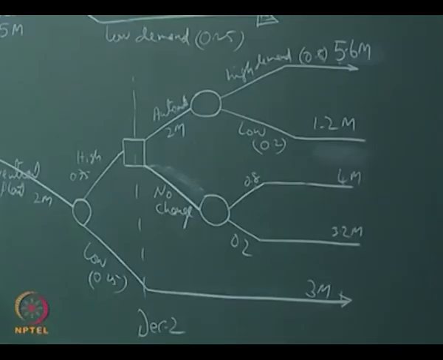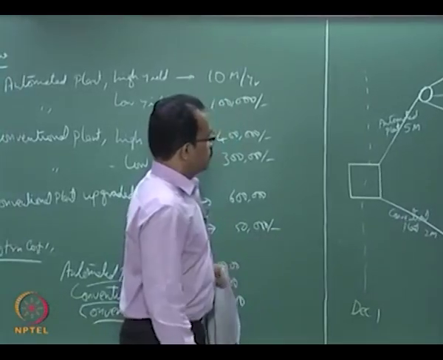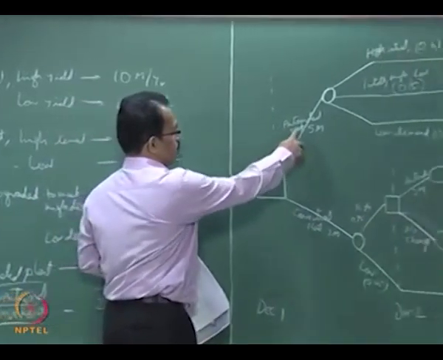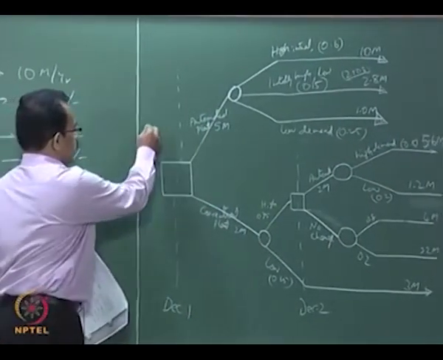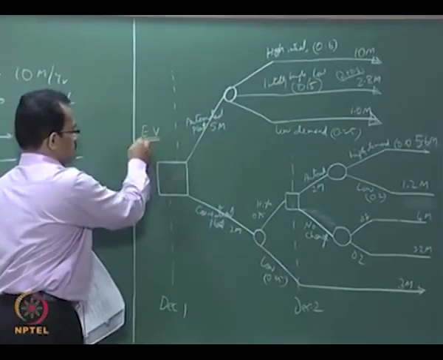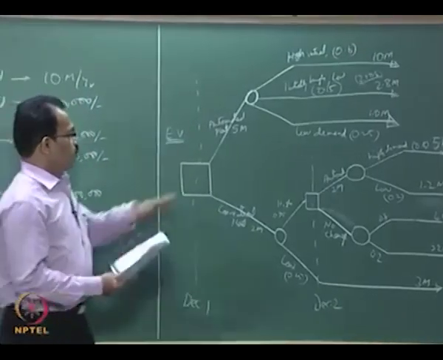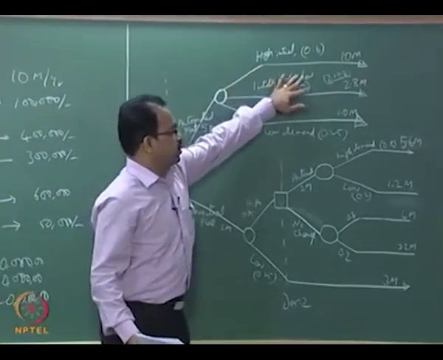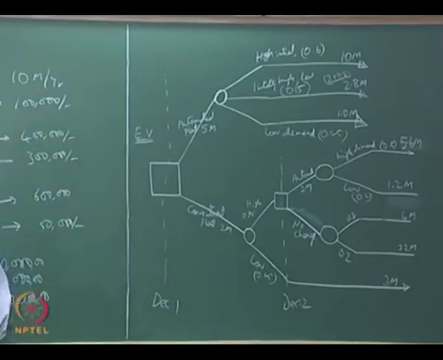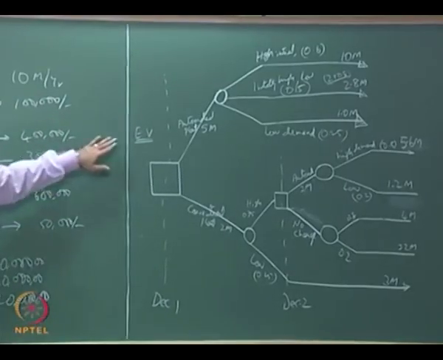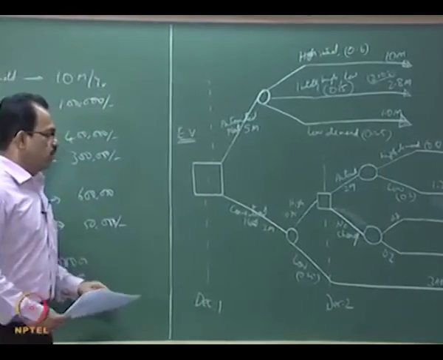Now as we discussed previously, we need to find out what will be the expected value of these decisions. So you have an automated plant decision or a conventional plant decision, we need to look at what is the expected value of these decisions. So we have the investment and we have these probabilities. So looking at these probabilities and the other revenue values, we will find out what will be the expected value of these two decisions first.